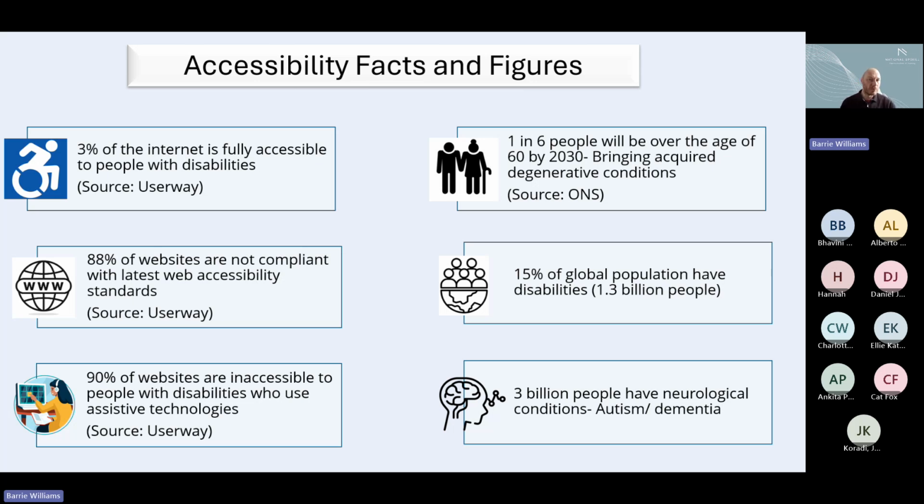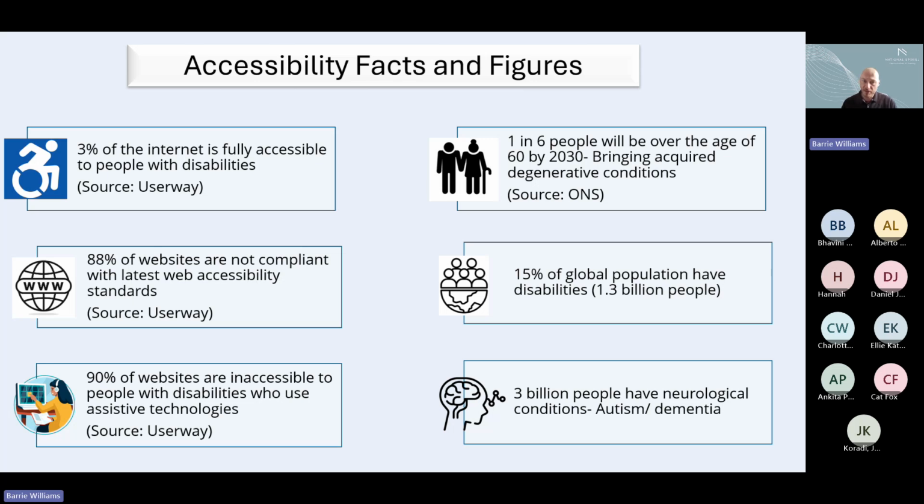1 in 6 people will be over the age of 60 by 2030. And this brings with it acquired degenerative conditions. Most people think of disabilities as someone who's in a wheelchair or someone who's blind, but elderly people bring with them degenerative conditions that are very rarely considered. Many people might not think of themselves as being disabled as they get older, but considering what they might go through, like hearing loss and sight loss, they will probably need a lot more accessibility done for them.